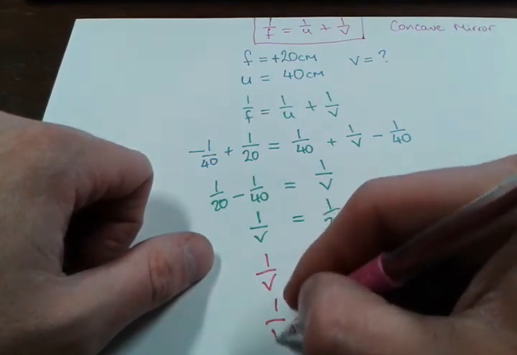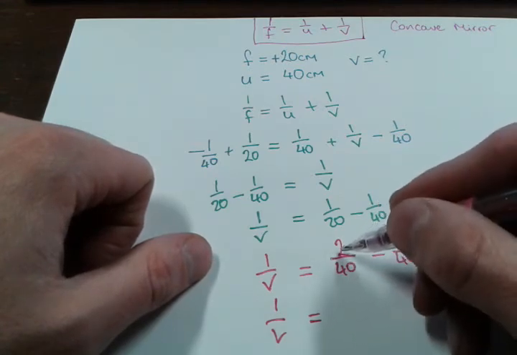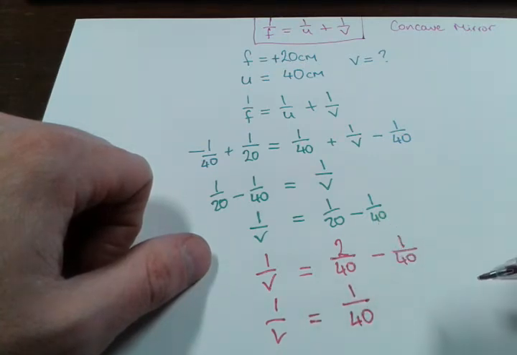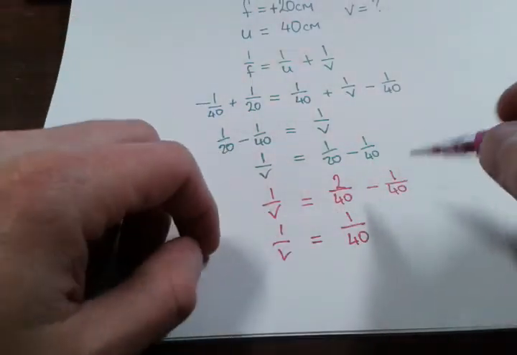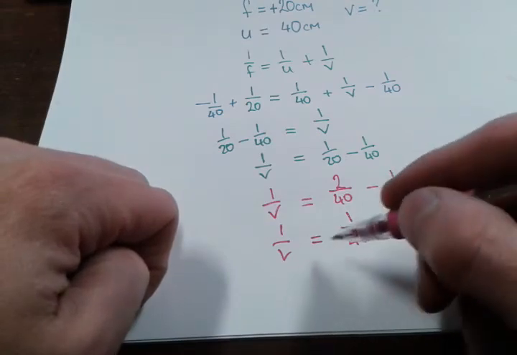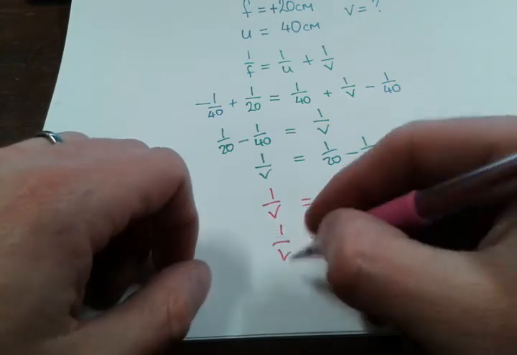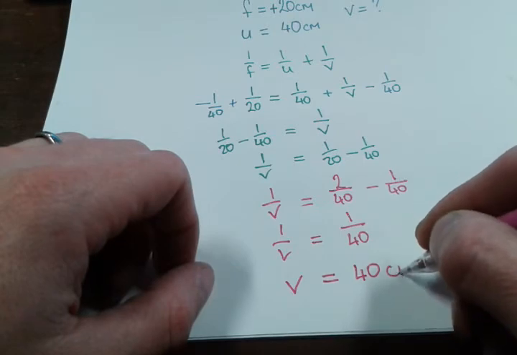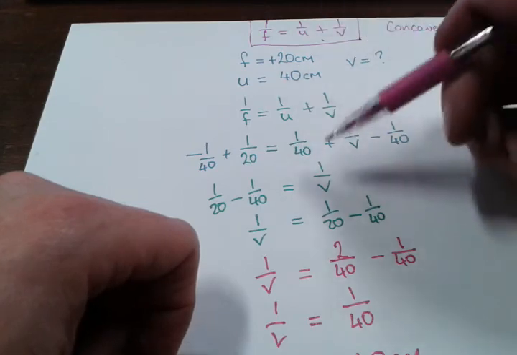So now my 1 over v is equal to, and because these are both over 40, I can subtract them. So 2 minus 1 is just 1 over 40. So now I've got 1 over v is equal to 1 over 40. How do I finish this off? Similar to the previous example where we had 1 over f and we were able to just flip it over, 1 over this side would just give me v, and 1 over that side would just give me 40. We always make sure we put our units on the end, centimetres, because we started with centimetres at the top. We put centimetres into the equation, so centimetres come out at the bottom.